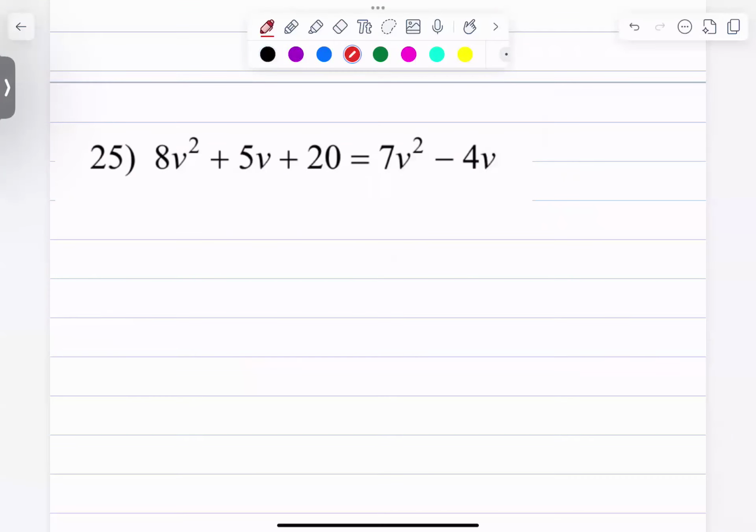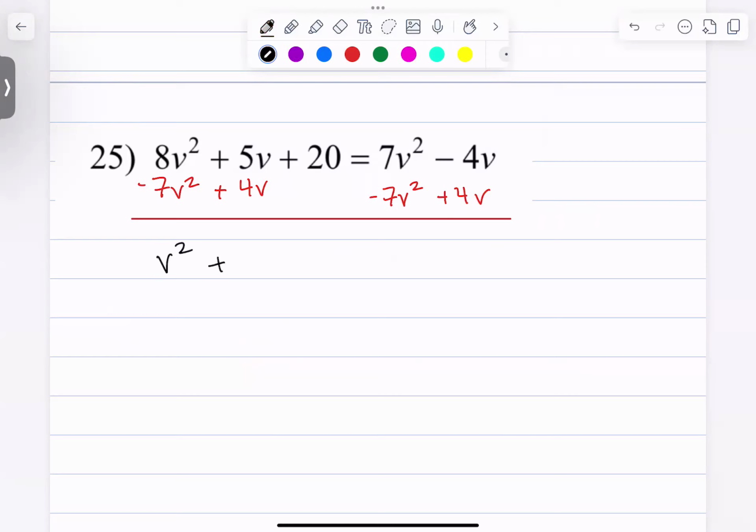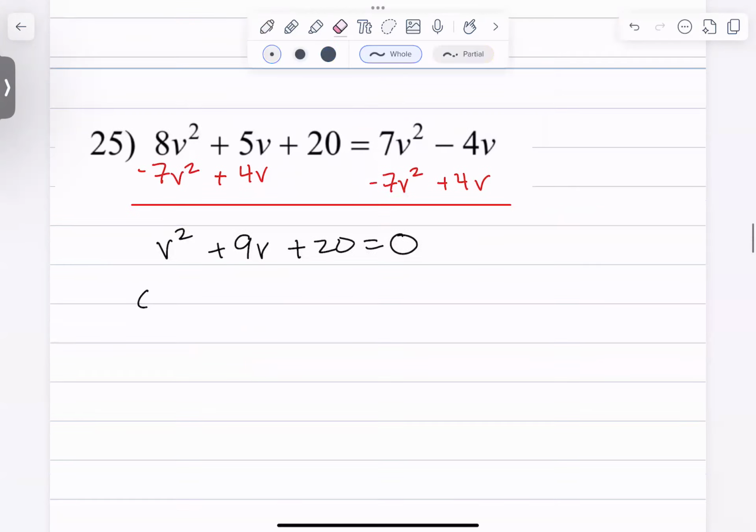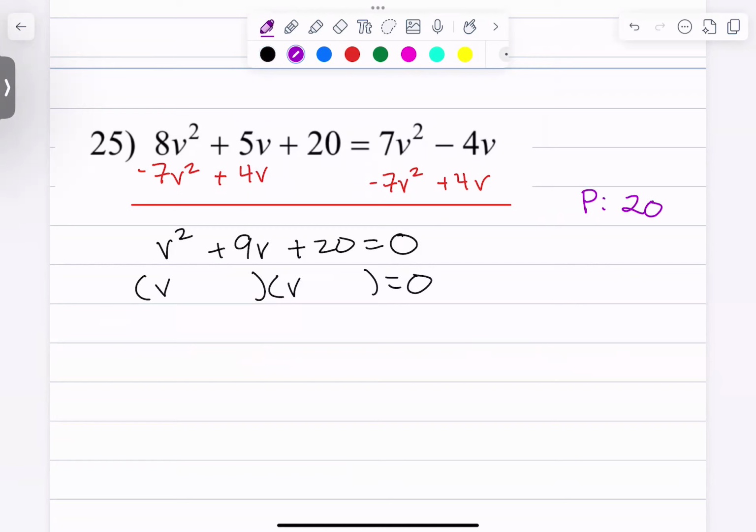Next one is here. I'm going to subtract 7v squared plus 4v. Subtract 7v squared plus 4v. And then I'm going to have v squared plus 9v plus 20 equals 0. So v's in both parentheses. Get the product of positive 20. And I want the sum equaling positive 9.